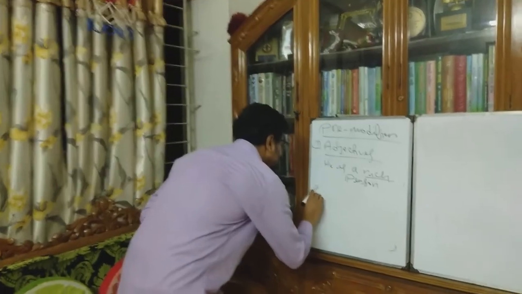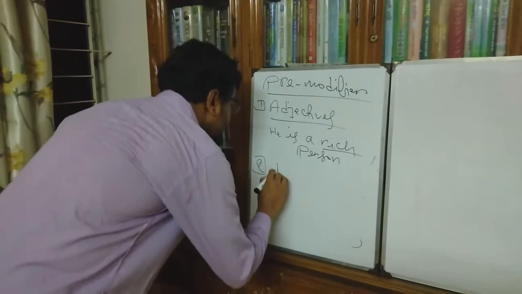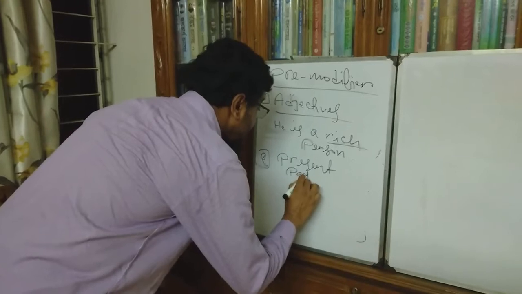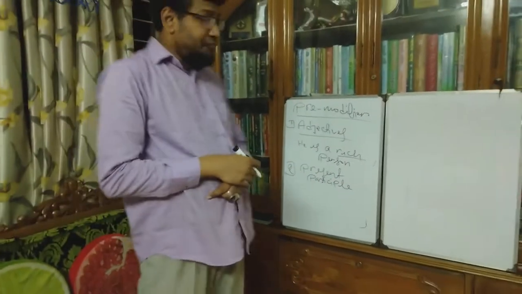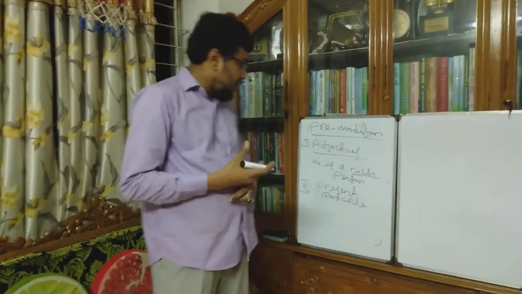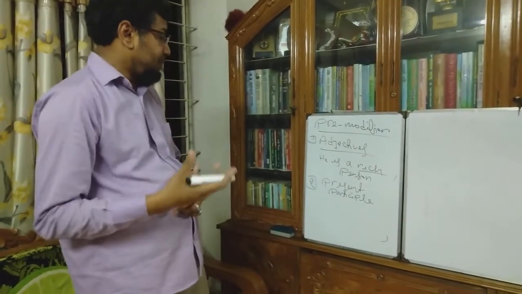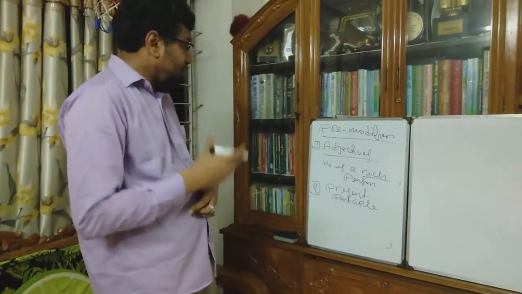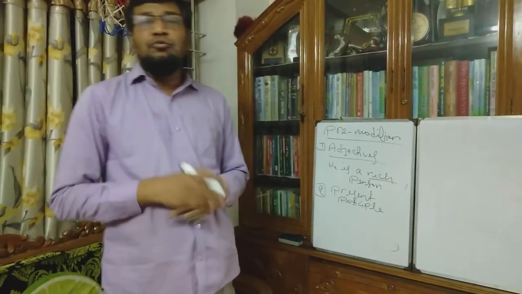The next one is present participle. Present participle, you all know, is a non-finite verb. Non-finite verb is of three types. One is gerund, another is infinitive, and the next one is participle. And among the participles, present participle is one participle which is called a non-finite verb. So present participle can be used here as pre-modifier.